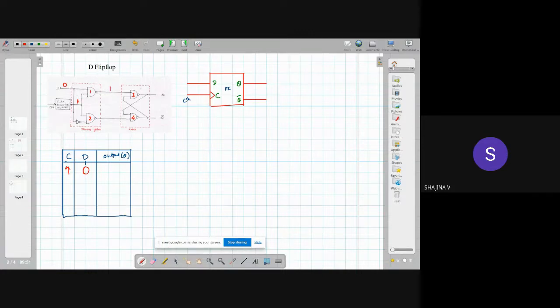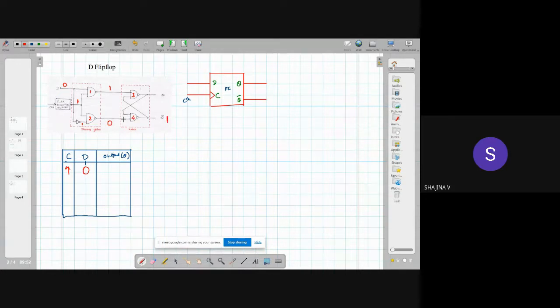So our output will be equal to 1. Right. And for the second NAND gate, one input is D equal to 0, which means the output of the NOT gate will be equal to 1. So for the second NAND gate, the inputs are 1, 1. That means the output will be equal to 0. Right. And now since one of the inputs to the fourth NAND gate is 0, we can say our Q bar will be equal to 1.